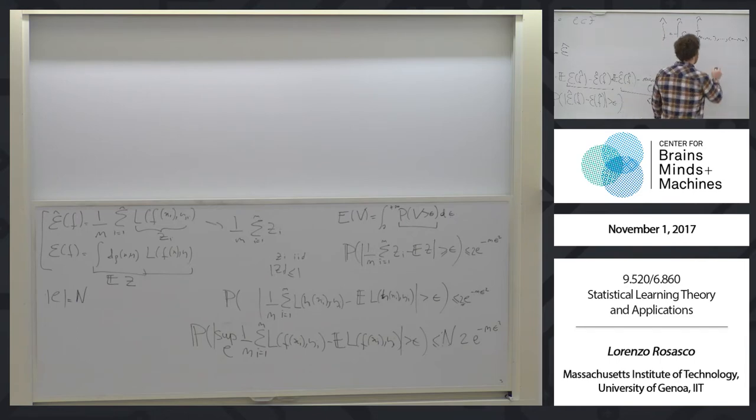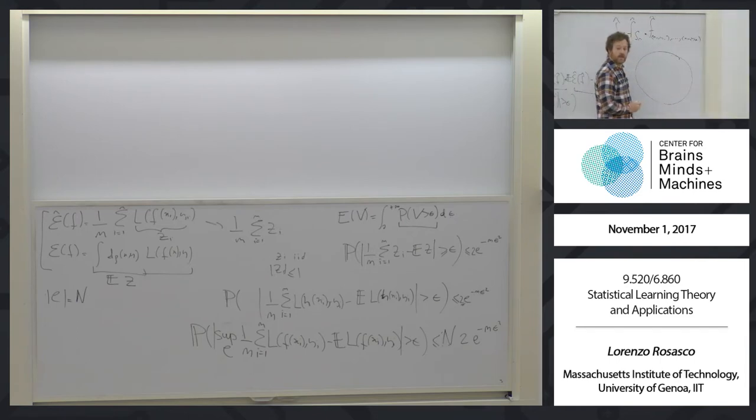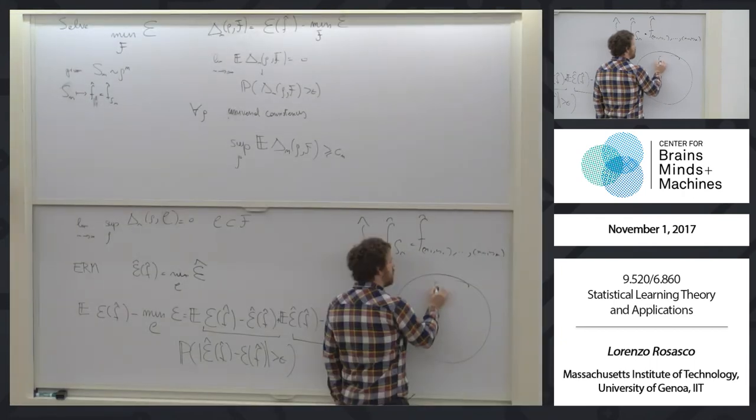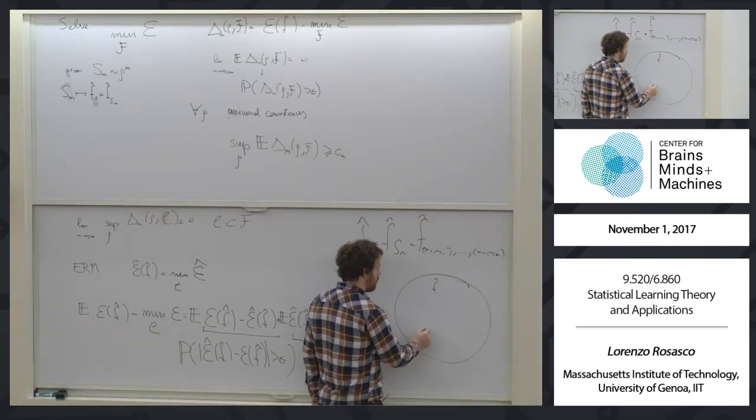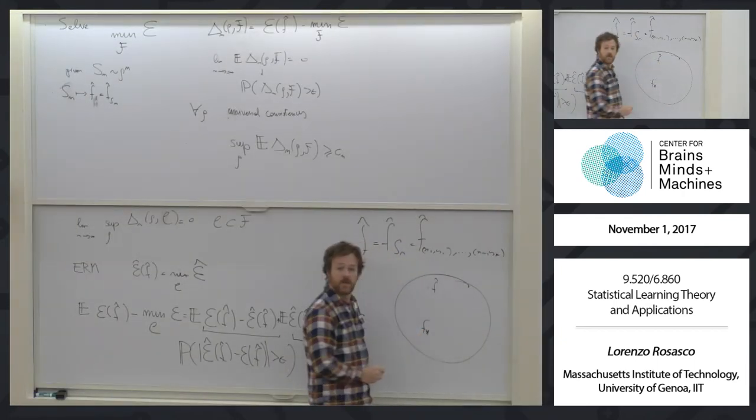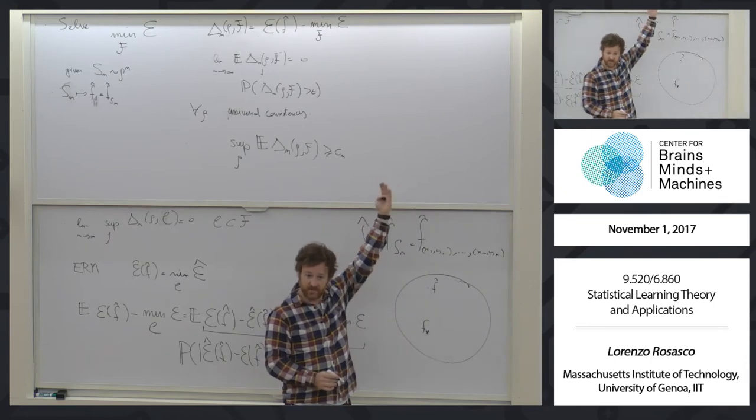So I have the space of functions. Then I have, let's say, let's call F star the minimizer of the true risk, if it exists.